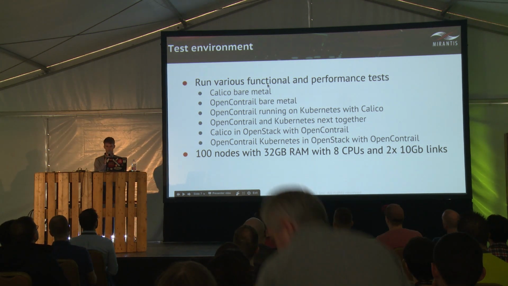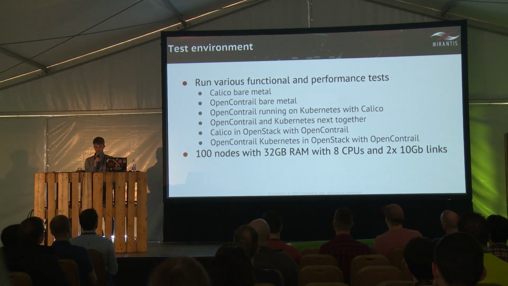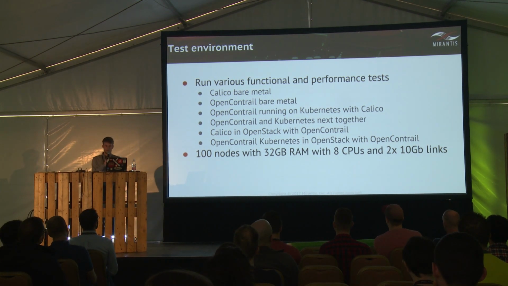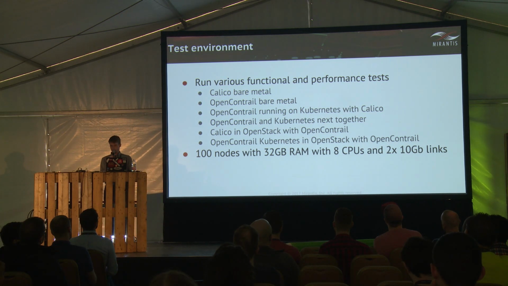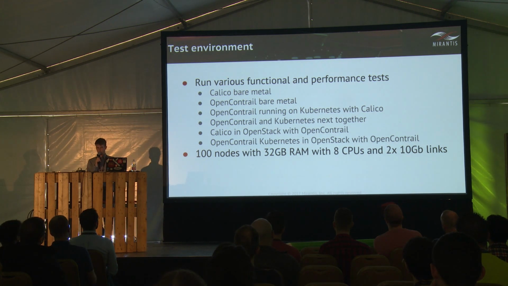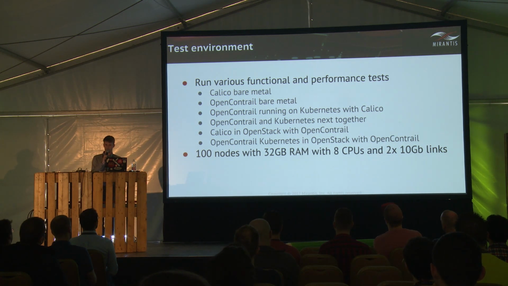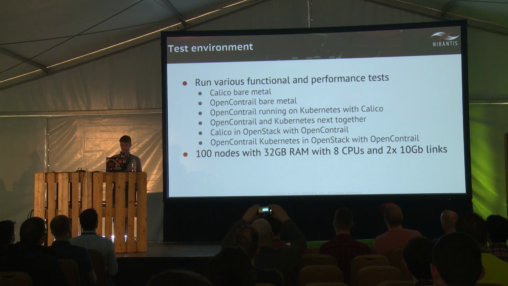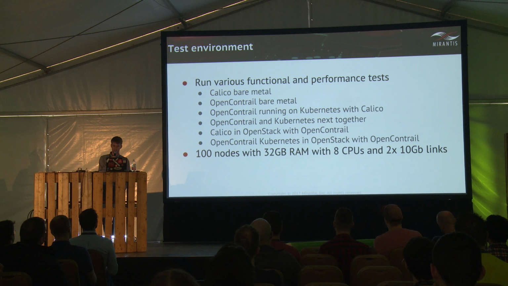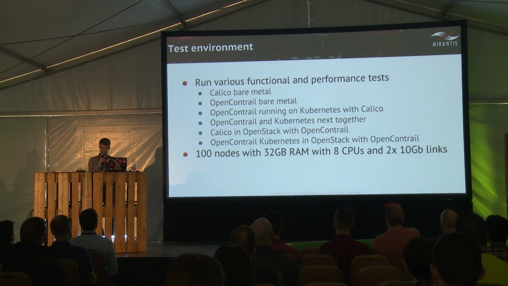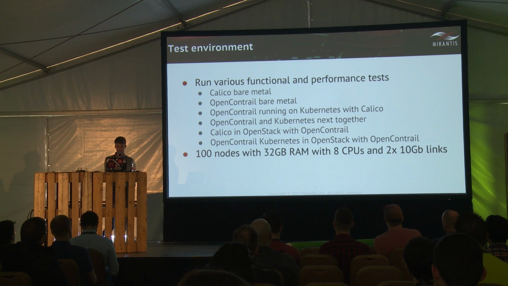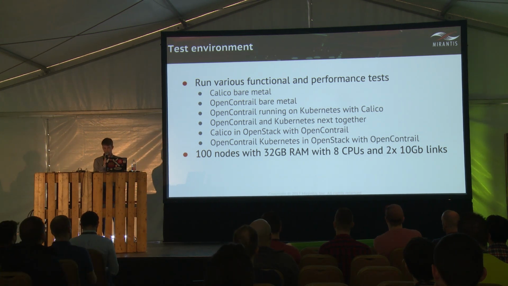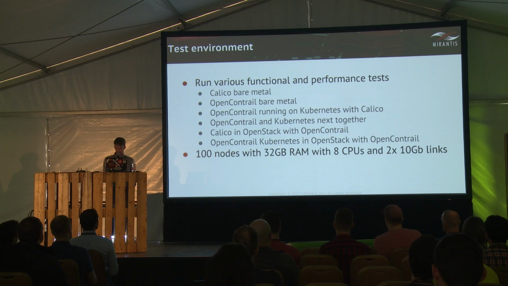We tried multiple scenarios in our testing environment and executed functional tests and performance ones. We have been running Calico on bare metal. We have been running OpenContrail on bare metal, in several versions. We started with 2.x, then we moved to 3.x, and now we are evaluating the current master version, which will probably be released as 4.x. We have been running Kubernetes with Calico, and OpenContrail and Kubernetes together, OpenStack with OpenContrail, using OpenContrail as data plane. And for example, for Calico in OpenStack with OpenContrail, we use a feature called BGP as a service.